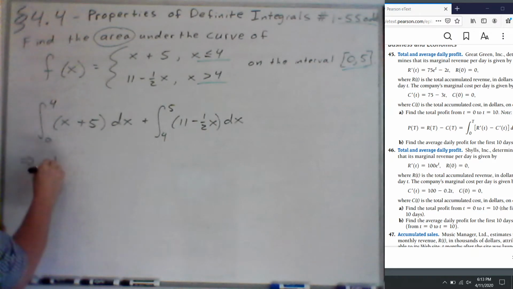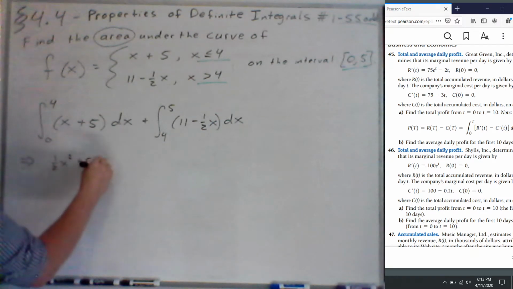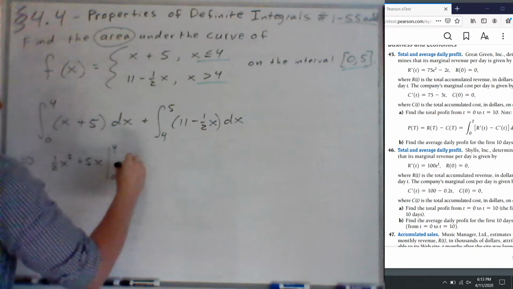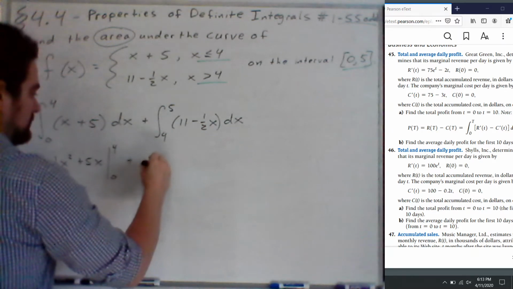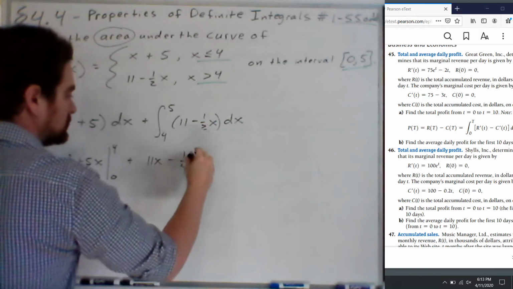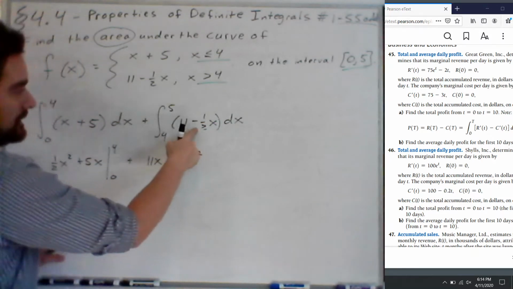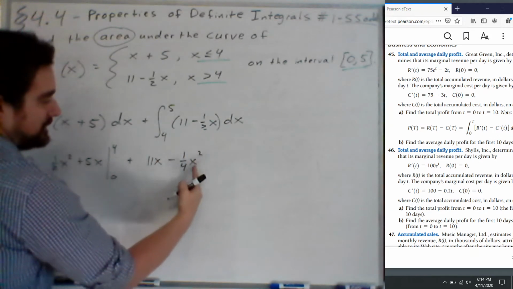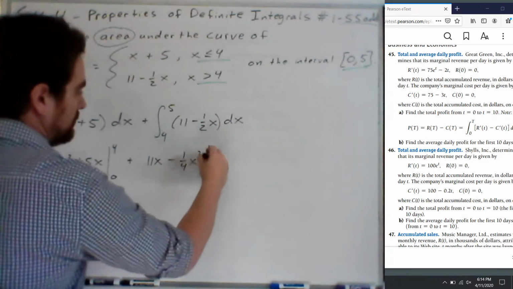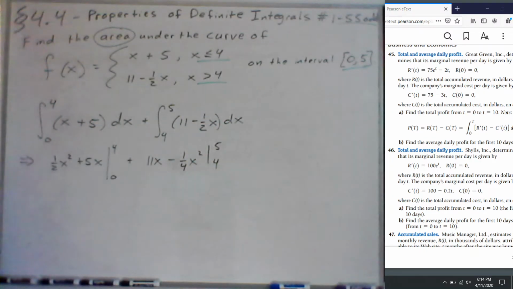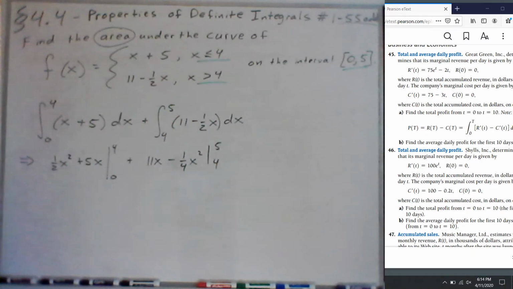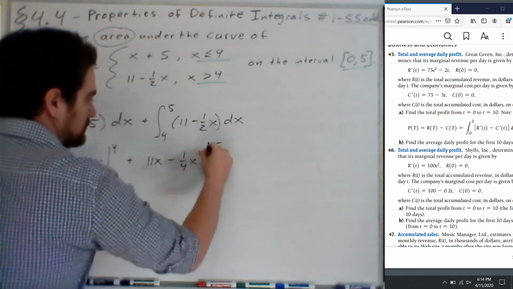So let's integrate. We get 1/2 x squared plus 5x, and then evaluate that from 0 to 4. Plus, let's integrate the second piece: we get 11x minus 1/4 x squared. There's already a half here, and then I'll have to divide by my new power 2. A half times a half is a fourth, and we evaluate that from 4 to 5. So there is our integration, and then we just evaluate these pieces separately.